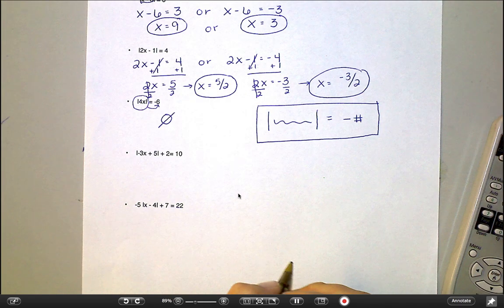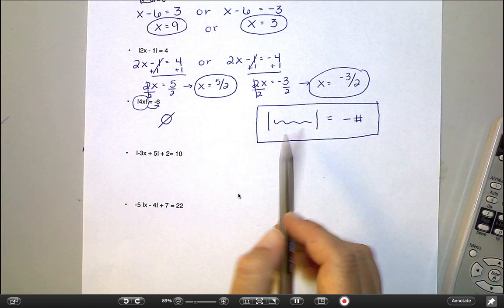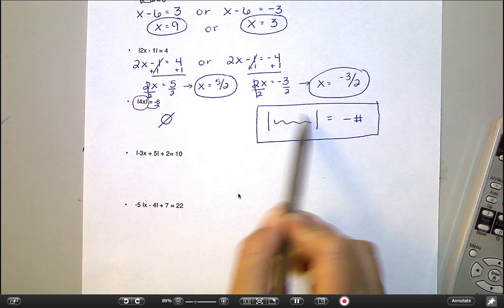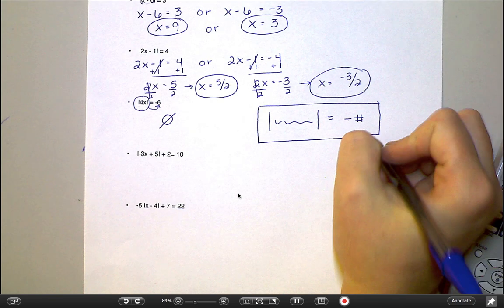Okay? And I know that probably as a notation doesn't make a whole lot of sense, but really what I'm saying is anytime you have absolute value of something equal to a negative, that's going to be no solution. Okay?